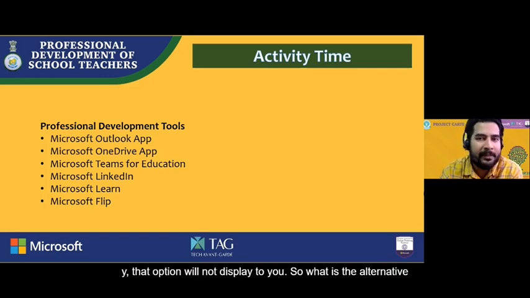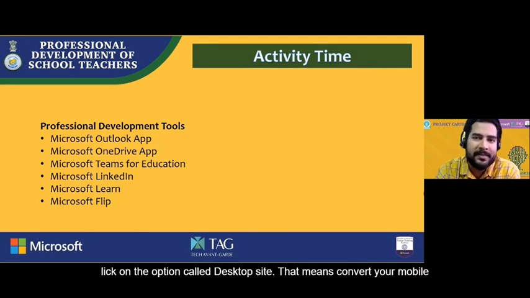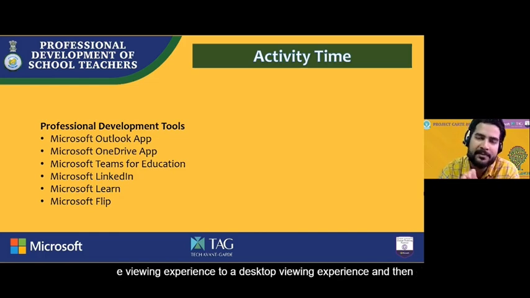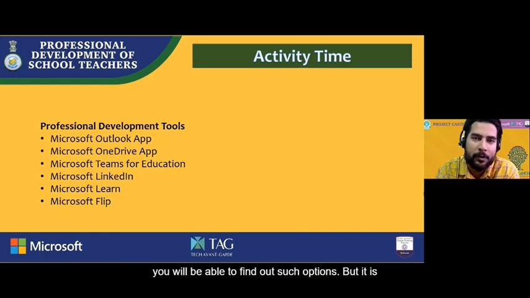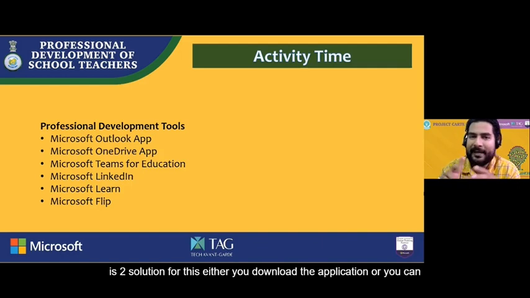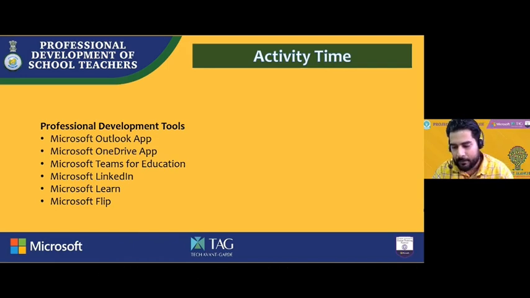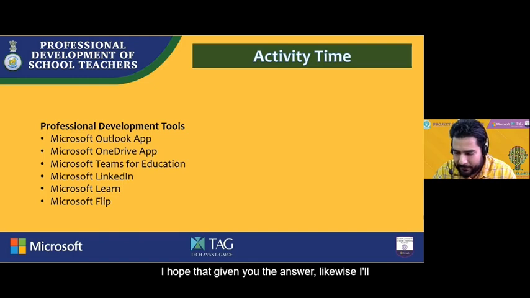The alternative method is you can click on the three dots of your browser and click on the option called desktop site. That means converting your mobile viewing experience to a desktop viewing experience, and then you will be able to find such options. But it is again a little difficult to use. So I recommend two solutions: either you download the application, or you go into desktop mode to find these things. That will solve the problem. I hope that gives you the answer.